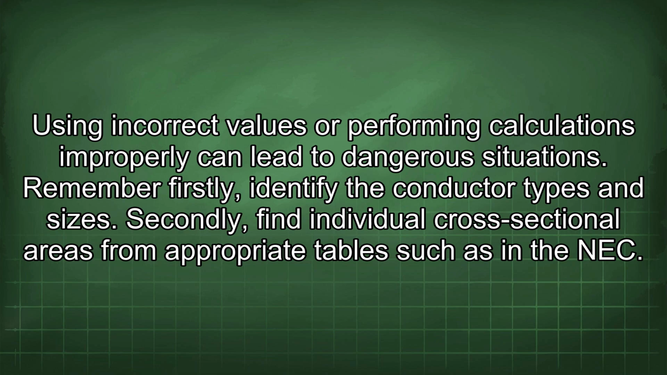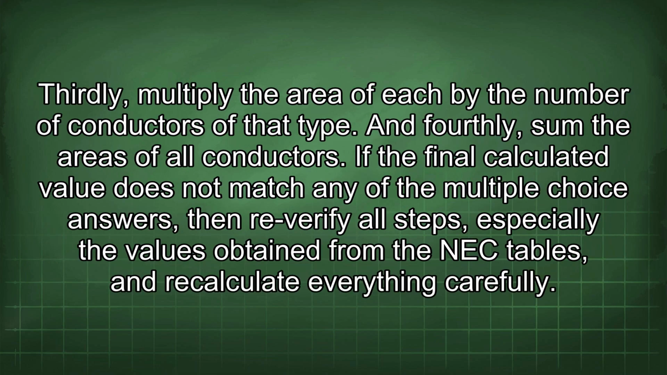Remember, firstly, identify the conductor types and sizes. Secondly, find individual cross-sectional areas from appropriate tables such as in the NEC. Thirdly, multiply the area of each by the number of conductors of that type. And fourthly, sum the areas of all conductors. If the final calculated value does not match any of the multiple choice answers, then re-verify all steps, especially the values obtained from the NEC tables, and recalculate everything carefully.